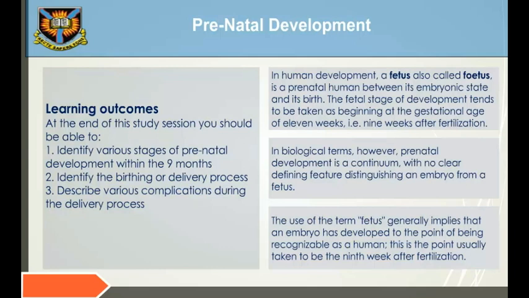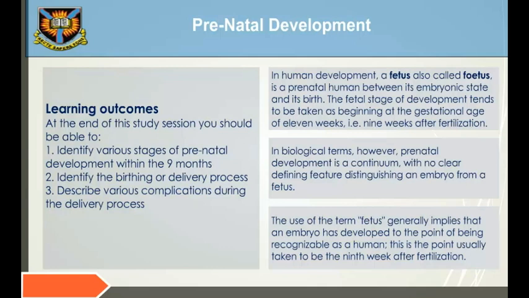In human development, a fetus is a prenatal human between its embryonic state and its birth. The fetal stage of development tends to be taken as beginning at the gestational age of 11 weeks, that is, 9 weeks after fertilization. In biological terms, however, prenatal development is a continuum with no clear defining feature distinguishing an embryo from a fetus. The use of the term fetus generally implies that an embryo has developed to the point of being recognizable as a human.